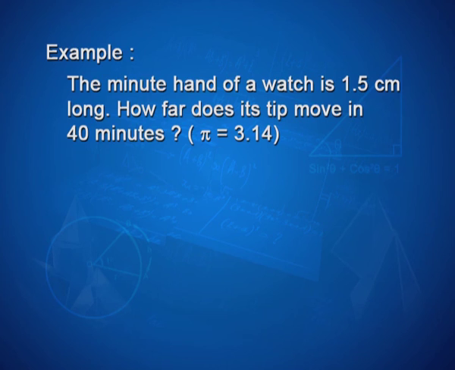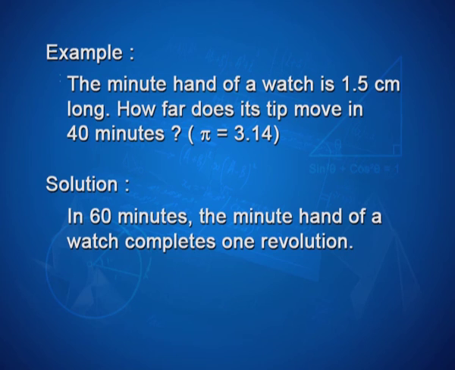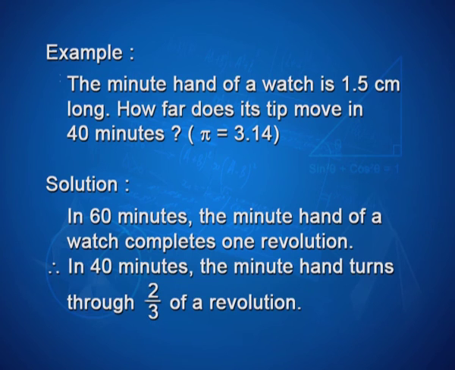One more example: the minute hand of a watch is 1.5 centimeters long. How far does its tip move in 40 minutes? Use pi is equal to 3.14. In 60 minutes, the minute hand of a watch completes 1 revolution. Therefore, in 40 minutes, the minute hand turns through 2/3 of a revolution.